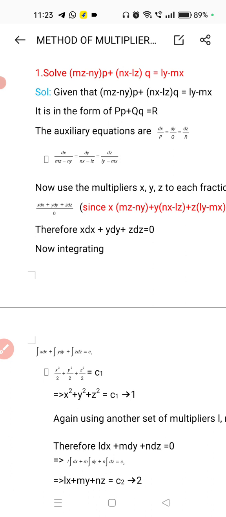Previously, in the method of grouping, what did we do? We considered either the first fraction to the second, or the first to the third, or the second to the third, and saw whether any common things lie in the denominator, cancelled them, and used the variable separable method to solve these equations. But here it is not the case. We cannot use the method of grouping here. So we have to use some multipliers.